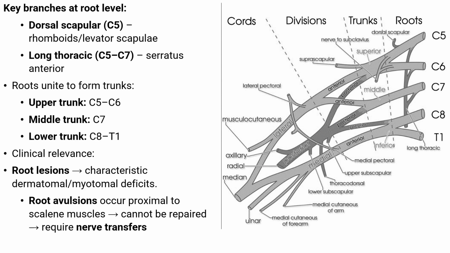The roots then combine to form the upper, middle, and lower trunks. Injuries at this level cause characteristic motor and sensory deficits, and when roots are avulsed proximally near the spine, they cannot be repaired directly, making nerve transfers essential for restoring function.